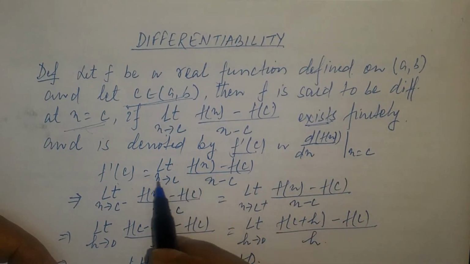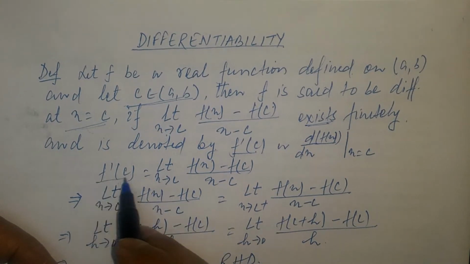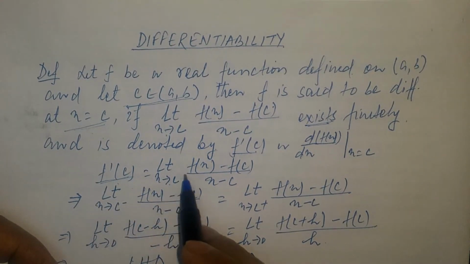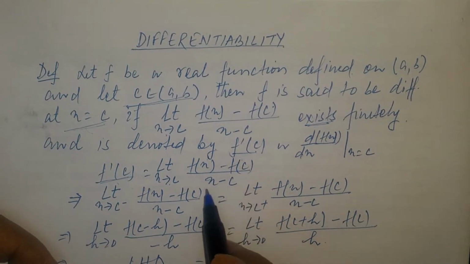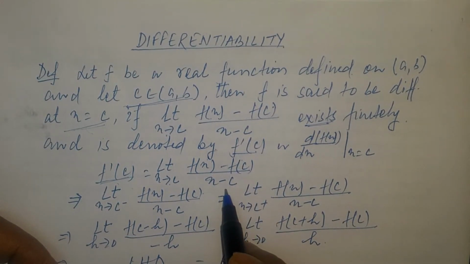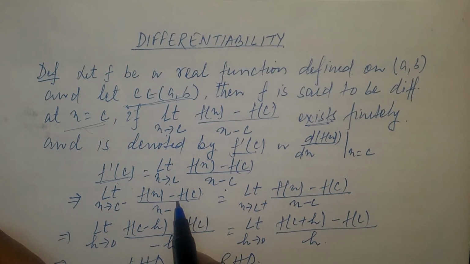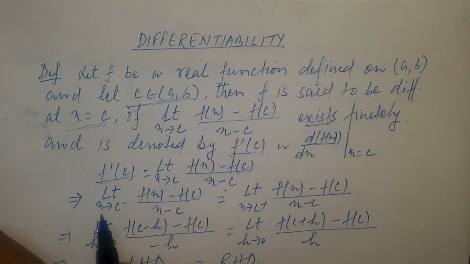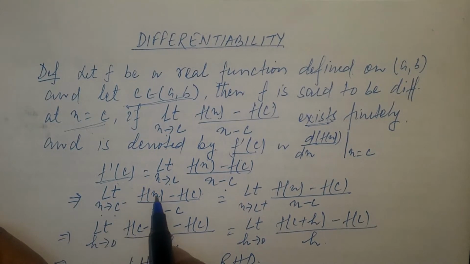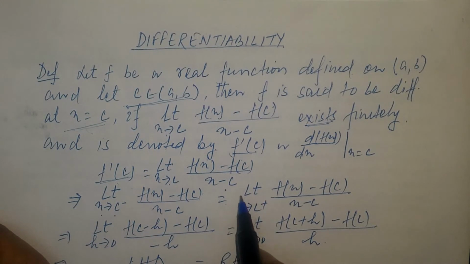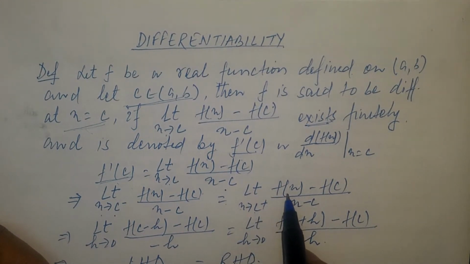So what we have now, f dash c is equal to the limit as x tends to c of (f(x) minus f(c)) by (x minus c), provided it exists. So what do we understand by limit exists? It means the left hand limit at this point should be equal to the right hand limit. So how do you take the left hand limit? We'll say the limit as x tends to c minus of (f(x) minus f(c)) by (x minus c) is equal to the limit as x tends to c plus of (f(x) minus f(c)) by (x minus c).